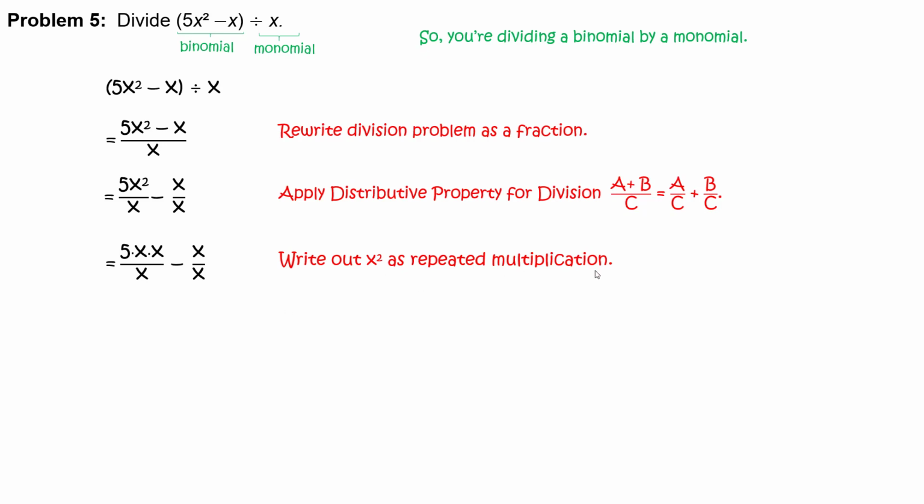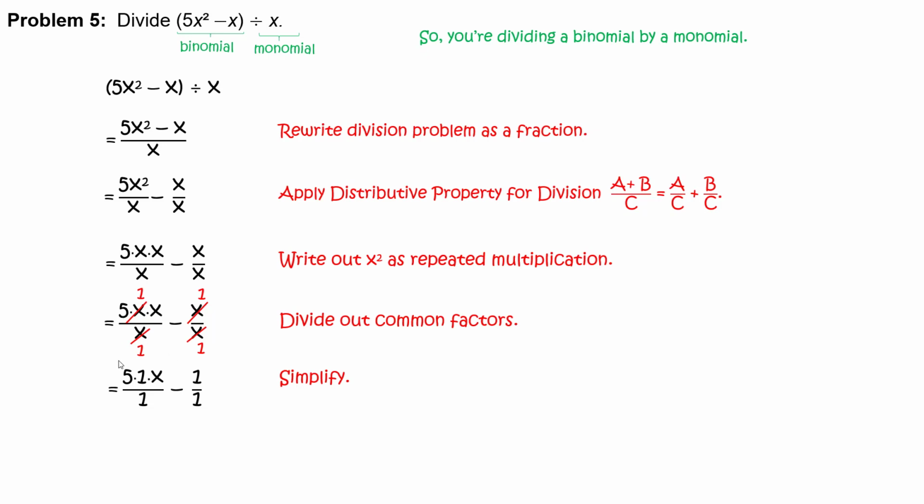So I'm going to write out x squared as repeated multiplication. So 5x squared becomes 5 times x times x, and everything else stays the same. Then I'm going to divide out common factors. x divided by x is 1. x divided by x is 1 as well in here. So simplifying, I have 5 times 1 times x divided by 1 minus 1 divided by 1. So I have 5x minus 1.